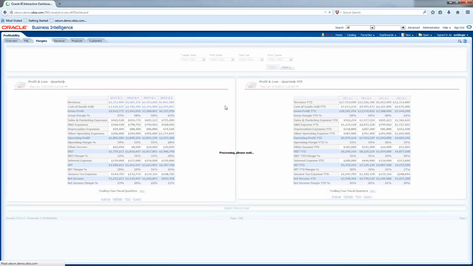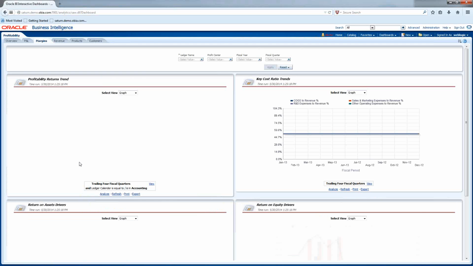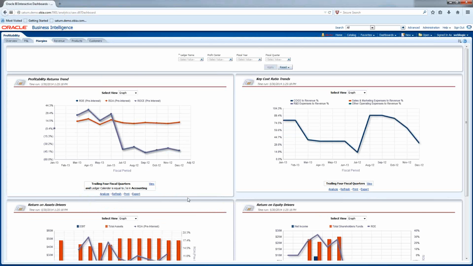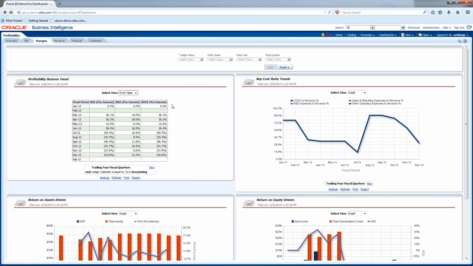Next tab we're looking at, and I personally like this, is our margin analysis. We look at our margin analysis moving from left to right. This is our profitability returns trend graphical view. But as before, if you want to look at the pivot table, you can see your key ratios: return on assets, return on equity, and return on common equity. Moving across to the right, this is our key cost ratio trends.